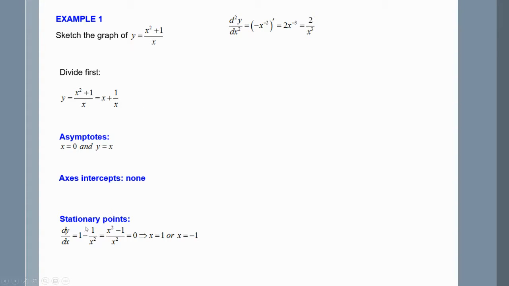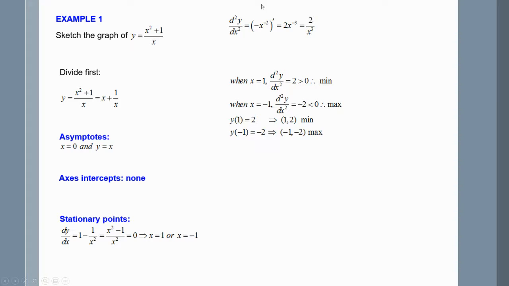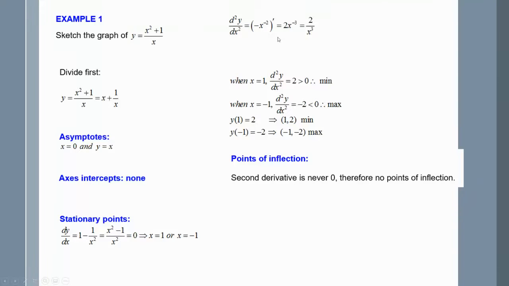The second derivative of this expression is 2 over x cubed. The second derivative at x equals 1 is 2, which is positive, so that's a local minimum. When x equals minus 1, 2 over minus 1 is minus 2. The second derivative is negative, so this point minus 1, minus 2 is a local maximum. Points of inflection, the second derivative is never 0, so there is no point of inflection.